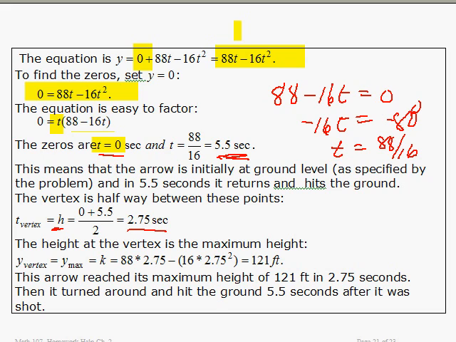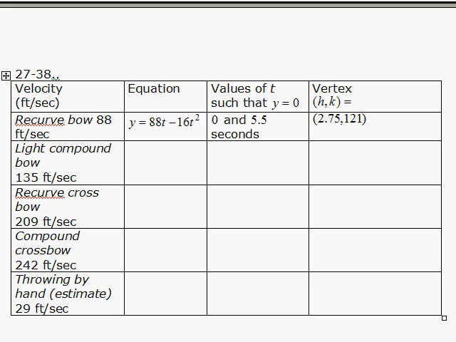How high did it go? You take this 2.75, you put it back in the original equation. You see here it's right here. And over here you have to square it, and you find that it went 121 feet in the air. It got to that height in 2.75 seconds, and it came back and hit the ground in 5.5 seconds after it was shot. So with that information you can fill in the chart.